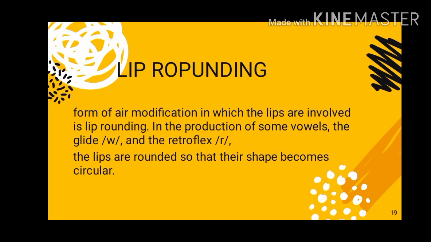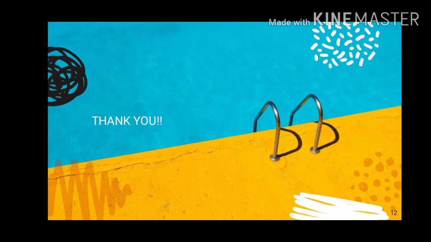Lip rounding. Another modification in which the lips are involved is lip rounding, in the production of some vowels, the glide w and the r sound, where the lips are rounded so that their shape becomes circular. So many people call it lip rounding.